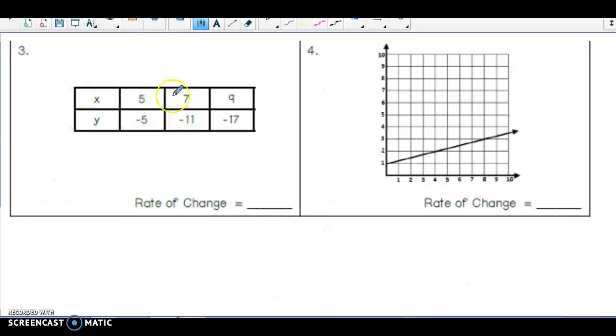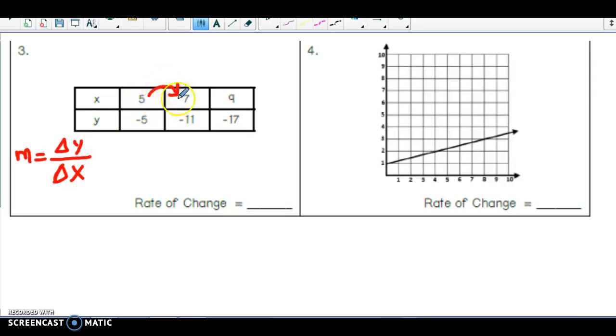Another example is if you have points in a table. This table has your x values or your input values across the top. So in order to find the rate of change, we also want to look at the slope. Remember, slope can be found by looking for the change in y values over the change in x values. This is another version of our slope formula.